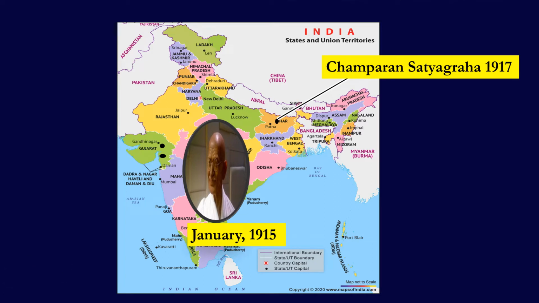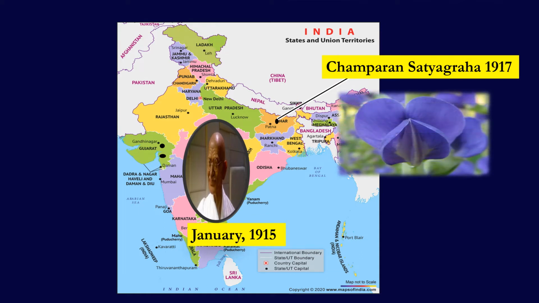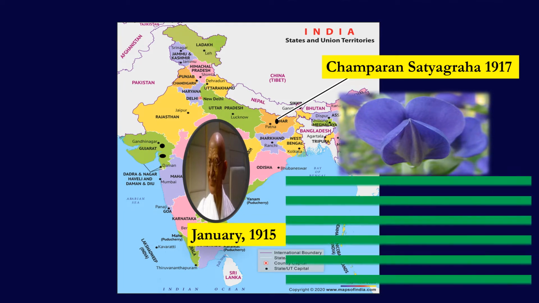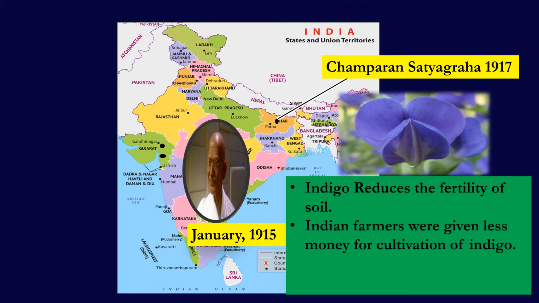In Champaran, the farmers were not willing to produce indigo. What is indigo? Indigo is a plant of the pea family, and for years it has been used to dye clothes. In Champaran, the farmers were not willing to produce indigo because indigo cultivation reduces the fertility of the soil, and Indian farmers were not given enough money. They were given very little money for the cultivation of indigo.